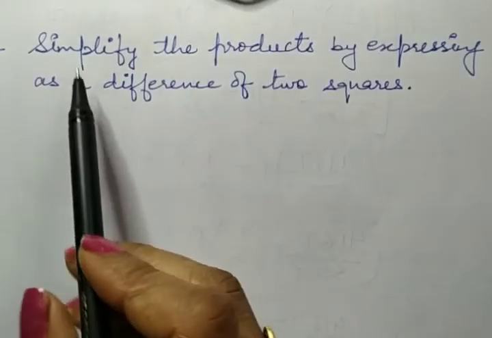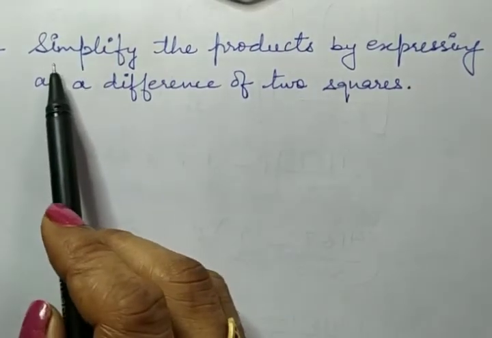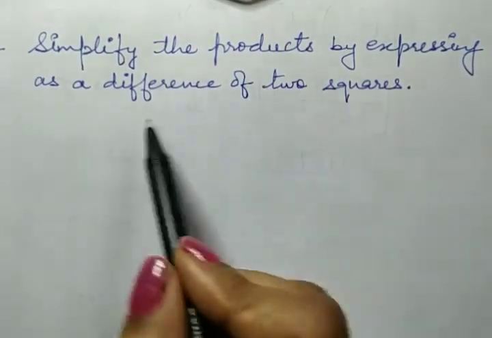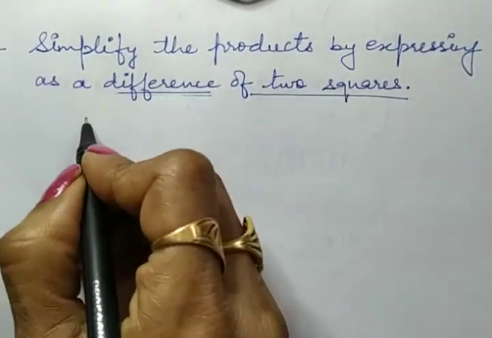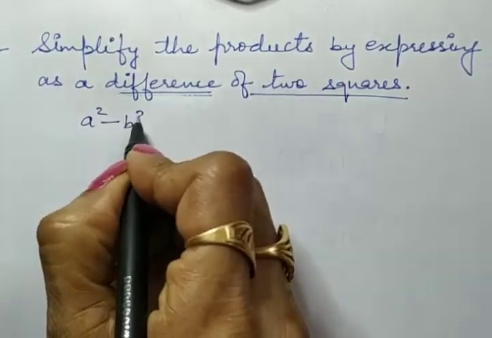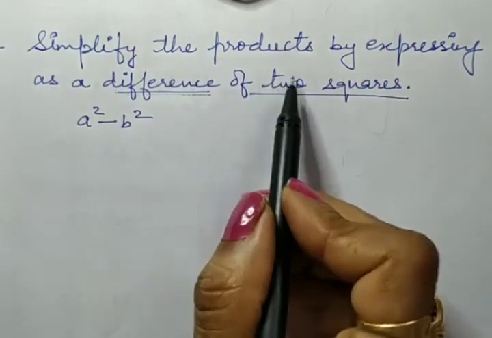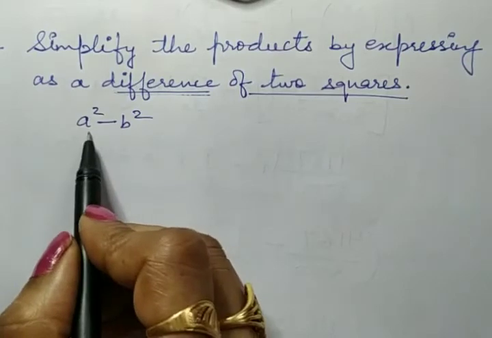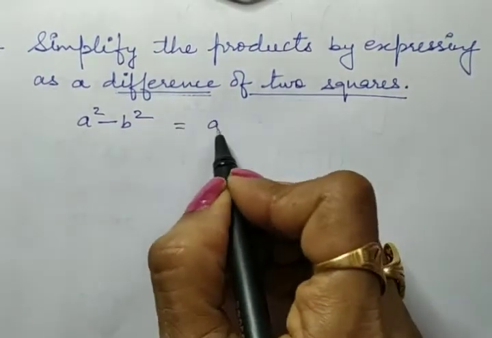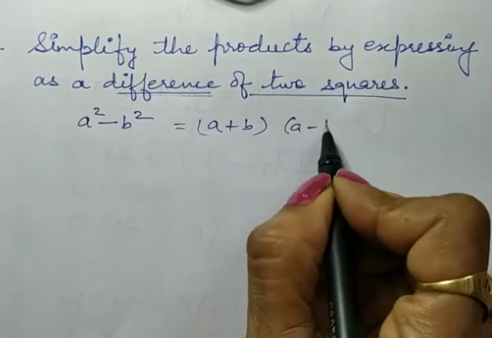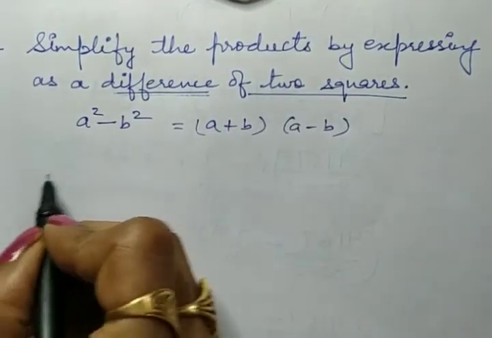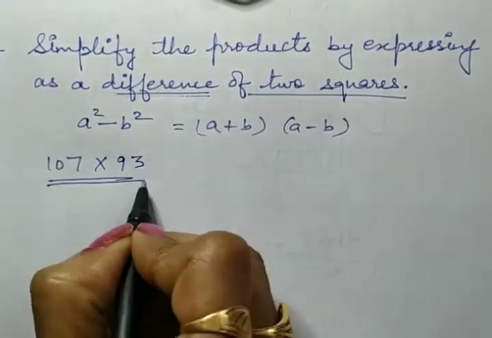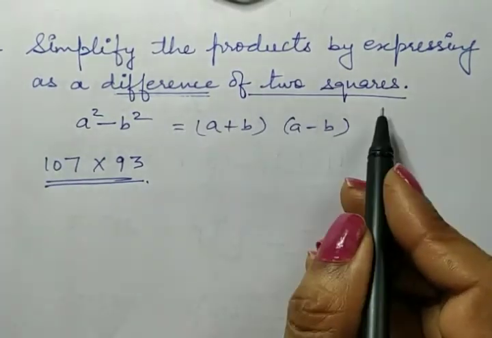ओके, लेट्स टेक अ डिफरेंट टाइप ऑफ क्वेश्चन इन दिस. Simplify the products by expressing as a difference of two squares. Difference of two squares, that is a square minus b square. It means in the question they are talking about algebraic identity 3. As we know, a square minus b square is equal to a plus b, a minus b. Let's take the question. The question is 107 multiplied by 93. Now you have to express the product as a difference of two squares.